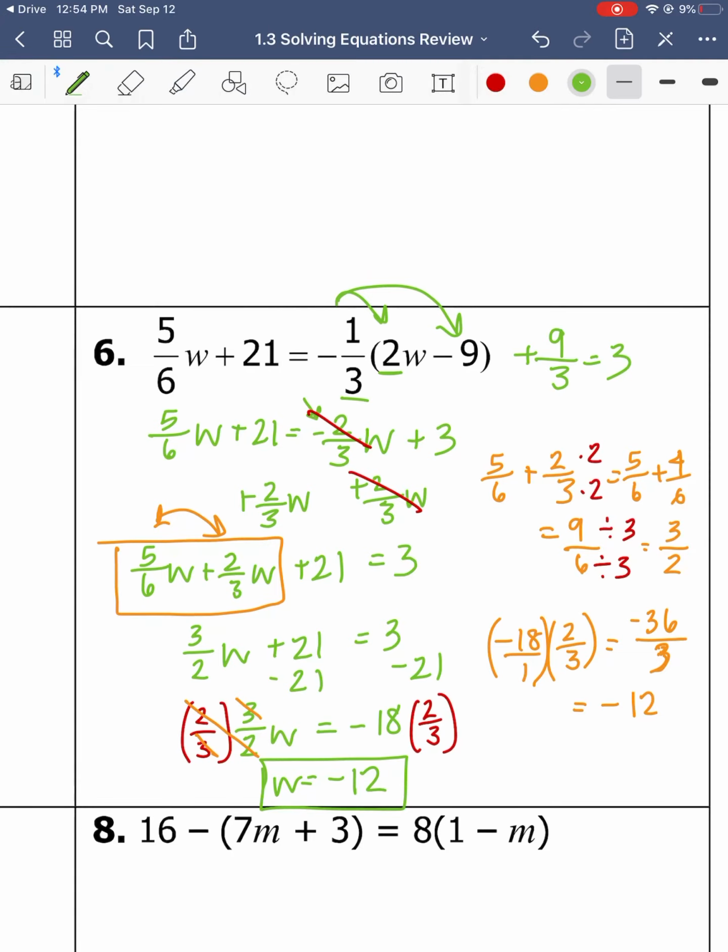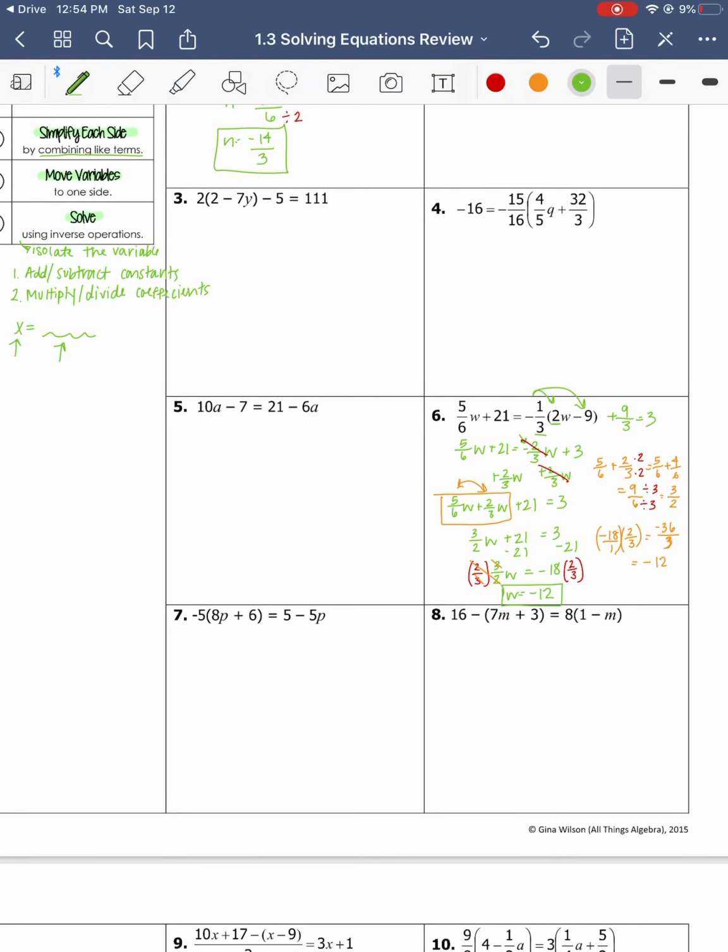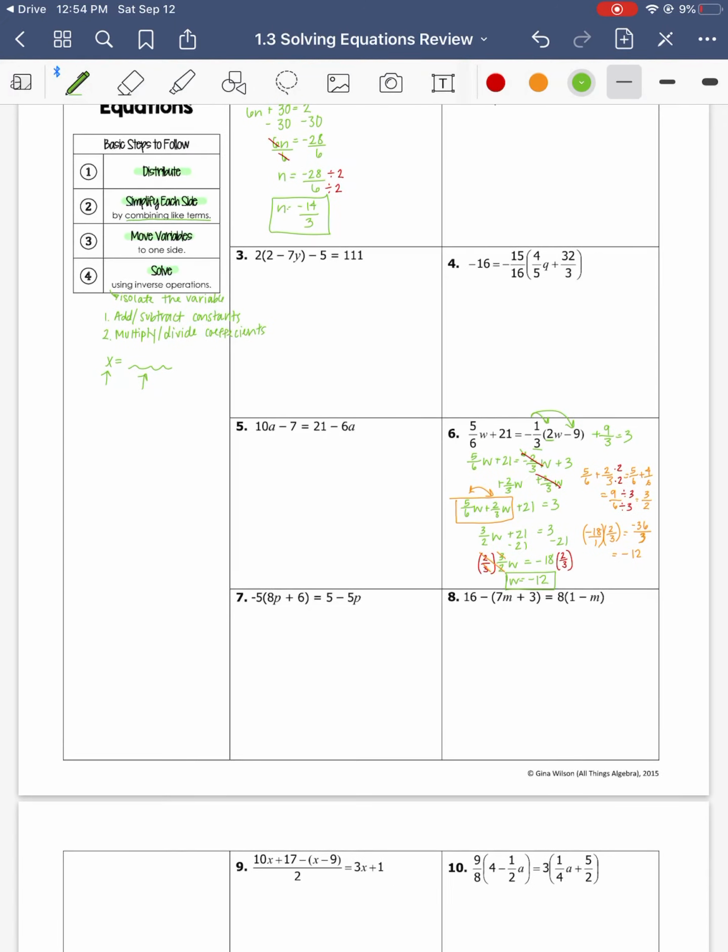I showed every little step here, but a lot of this stuff, you don't need to show all these extra steps if you can keep track of what you're adding and subtracting and multiplying and all of that stuff, okay? I just wanted to make sure you could see everything I was doing.